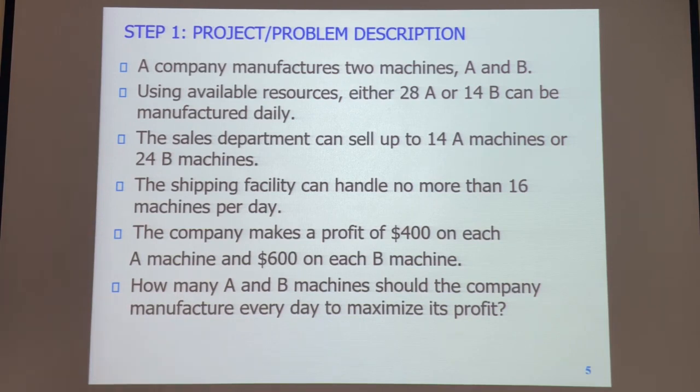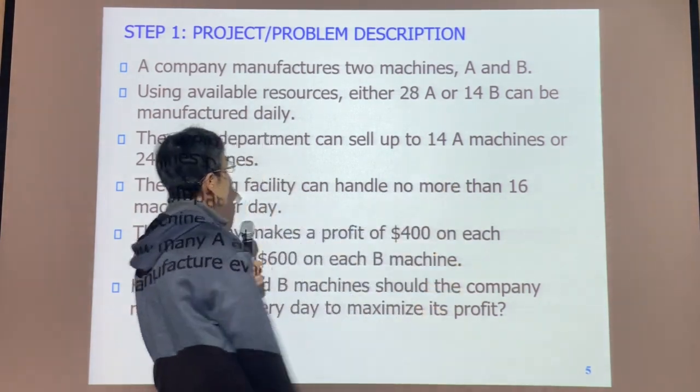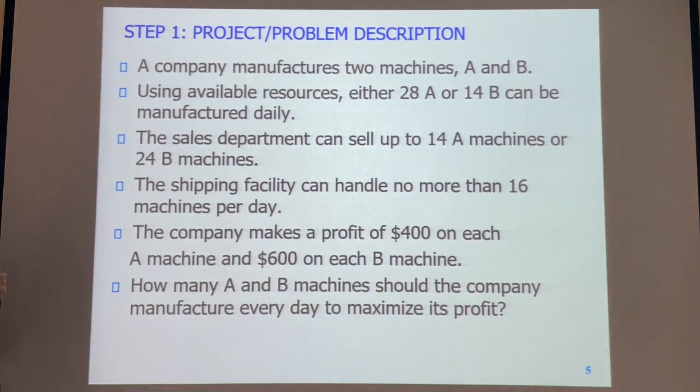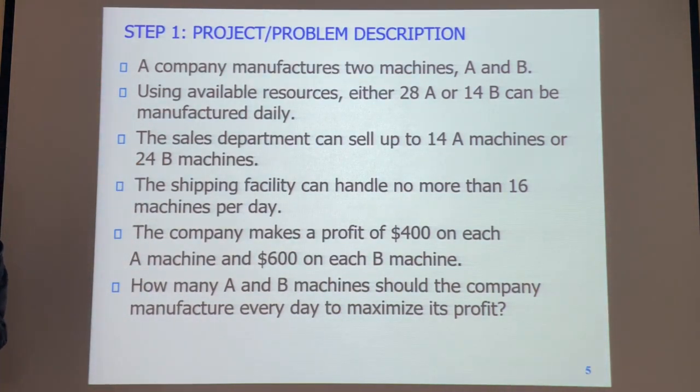Okay, so in a company we have engineers to make the machines. We have sales to sell the machines. For the sales, they can sell 14 B machines, 14 A machines daily, per day. I mean, this one. The shipping facility can handle no more than 16 machines per day.